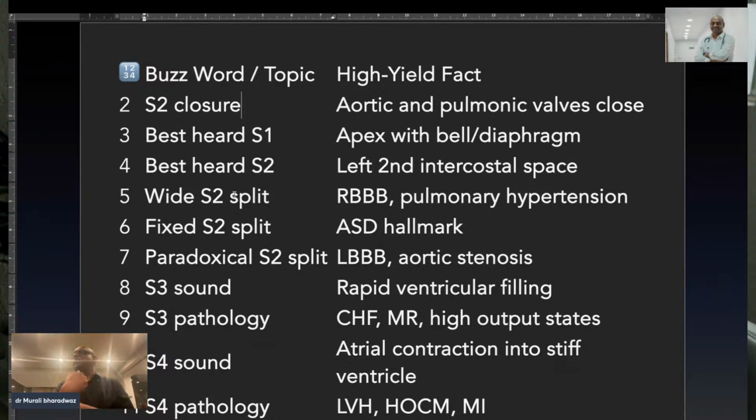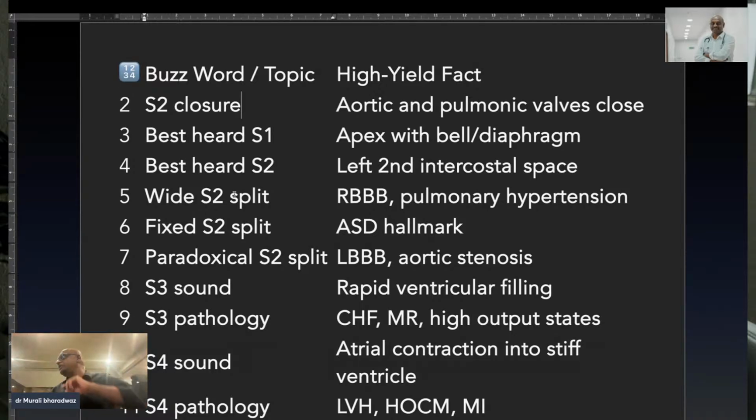What is paradoxical split? When RBBB causes the A2 to P2 gap to widen, LBBB will cause left aortic closure to be so delayed that it comes closer to P2. In fact, P2 will come first. Aortic stenosis also can cause A2 to be delayed so that it will come after P2. Pulmonary hypertension causes a wide split by delaying the pulmonic valve closure. Aortic stenosis will lead to a paradoxical split. Sorry, LBBB is paradoxical.